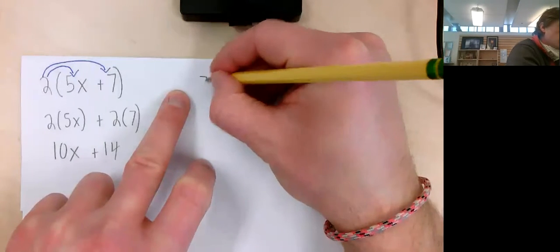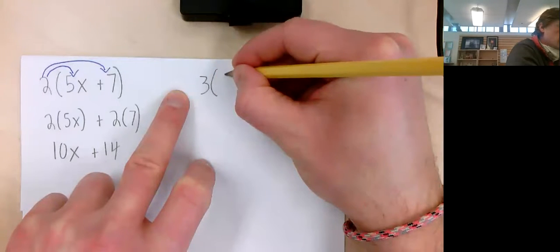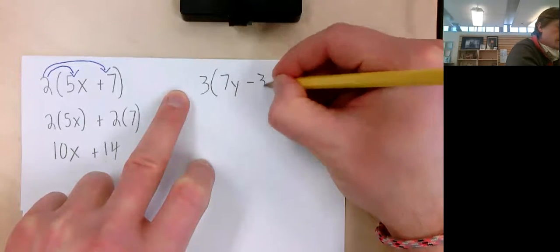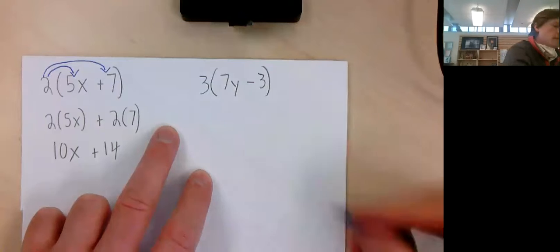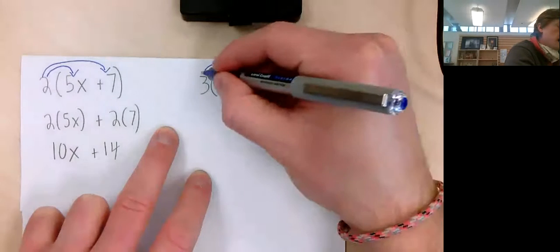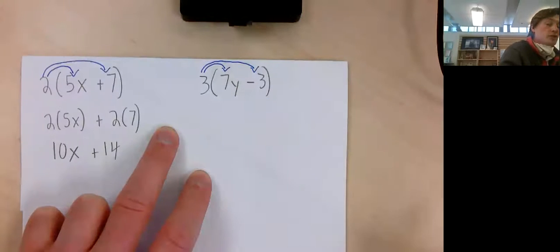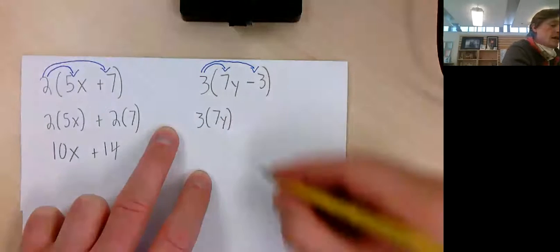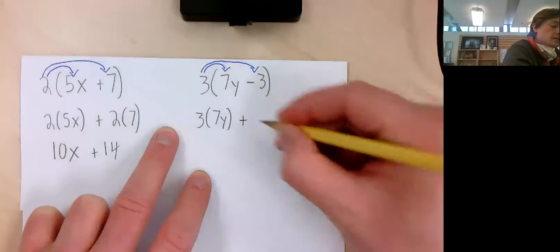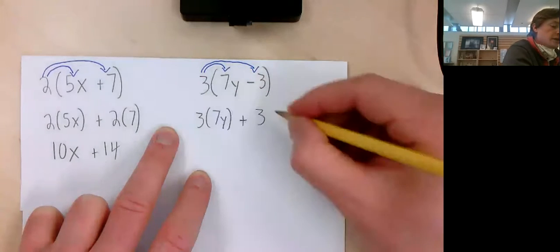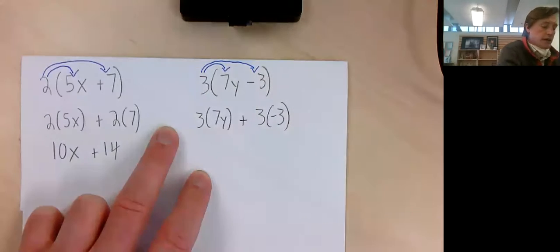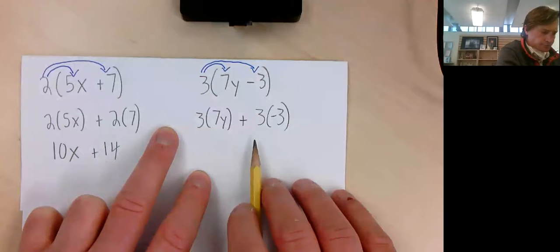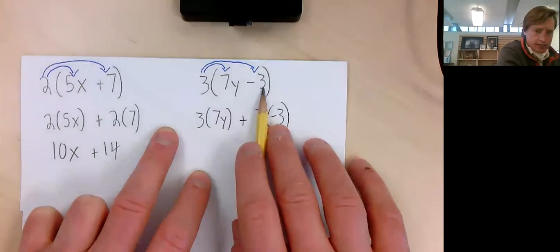Let's do 3 parentheses 7y minus 3. Same thing. Apply what's outside to inside, making sure we keep track of our negatives this time around. So I got 3 times 7y. And I could treat this as a plus 3, this 3, times a negative 3. Okay, so I'm using plus, making sure I keep track of my negative signs. Since it's a minus, this can be treated as a negative 3.